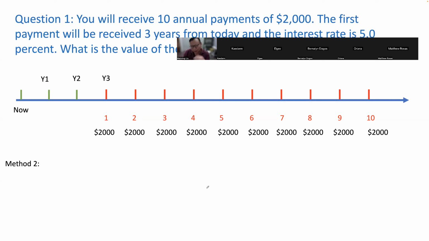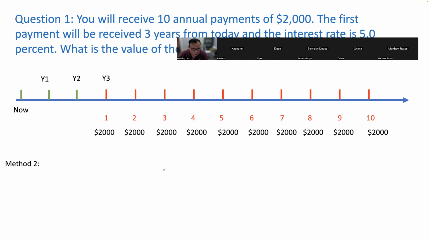Sometimes if you only use one method, you may plug the wrong number into your calculator and get the wrong answer. But with two methods, you can double check, which gives you more comfort. So in this case, let's use cash flow.